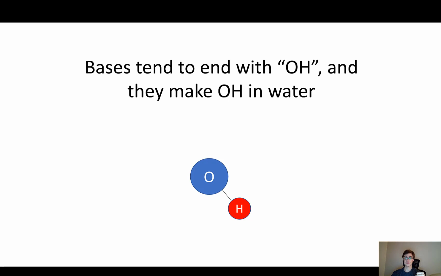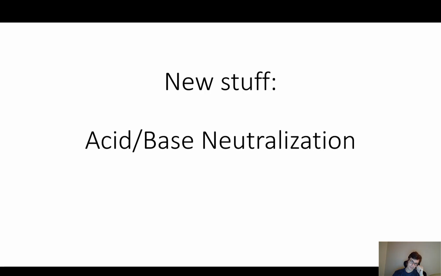That's what acids do. Bases tend to end in OH, and they make OH in water, which is called hydroxide, just an oxygen and a hydrogen. It's like a water molecule with one hydrogen taken away instead of added. So that's the old stuff.